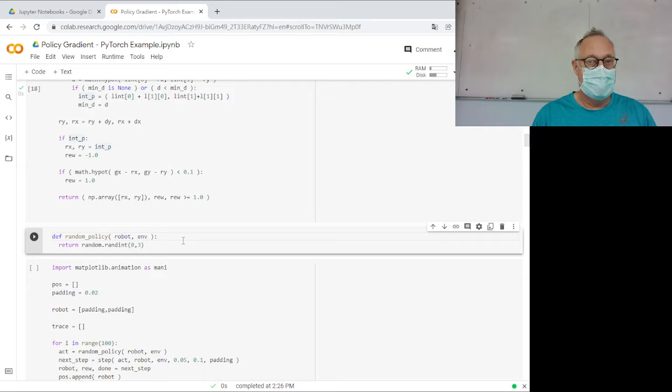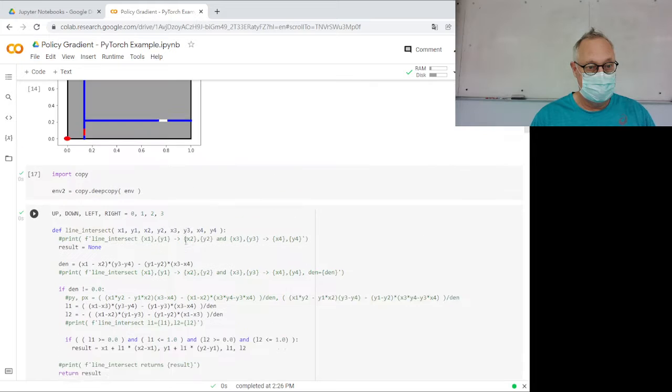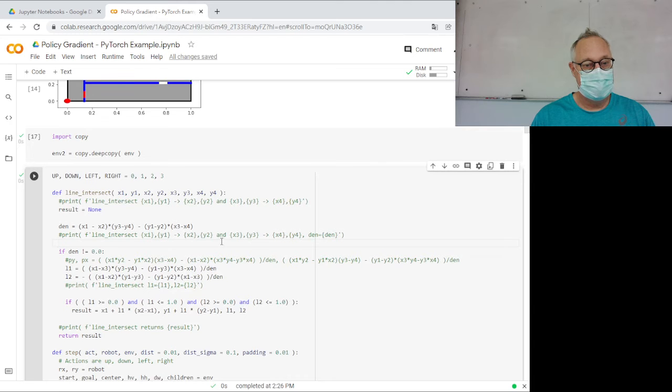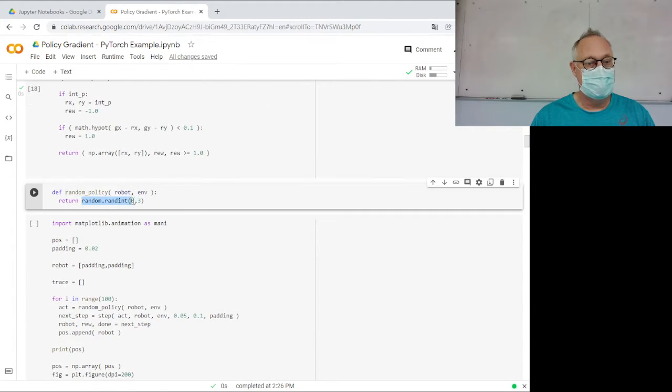So the random policy simply selects a random action 0, 1, 2, 3, for up, down, left, right. So our random policy doesn't care about anything, it just picks one of the actions at random and then it'll execute it.